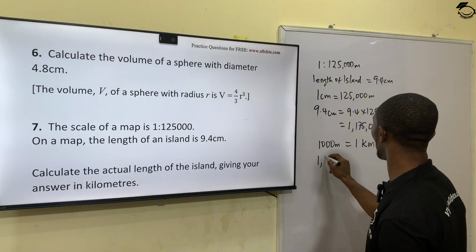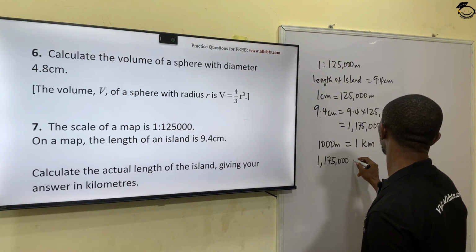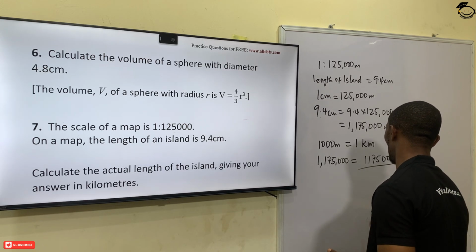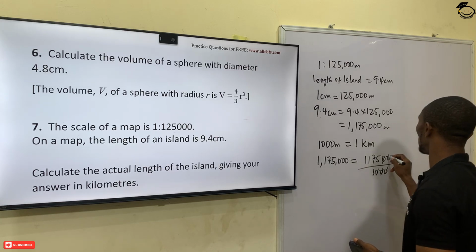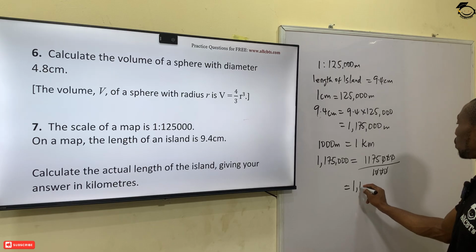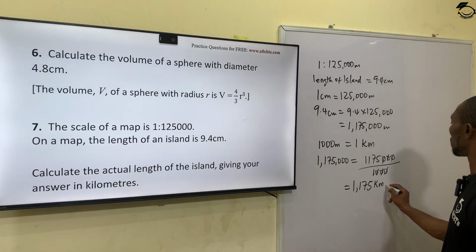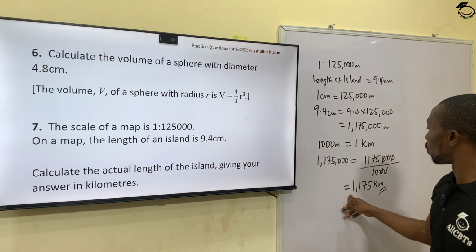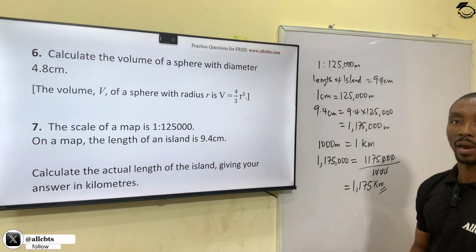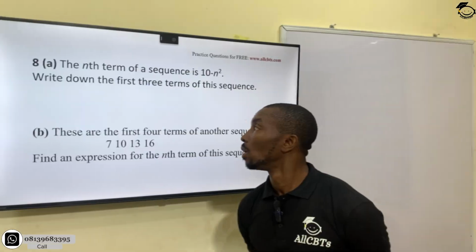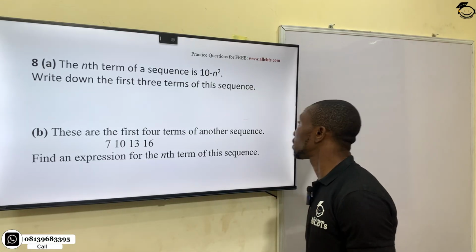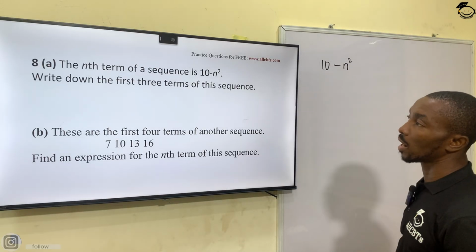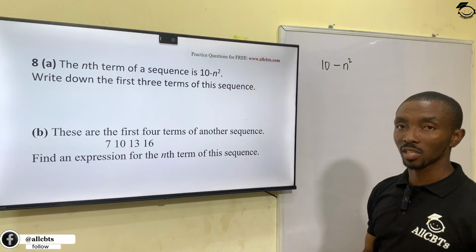So for 1,175,000 would be 1,175,000 divided by 1,000. So this leaves us with 1,175 kilometers. So the length of the island in kilometers would be 1,175 kilometers. The nth term of a sequence is 10 minus n raised to power 2. We are asked to write down the first 3 terms of this sequence.